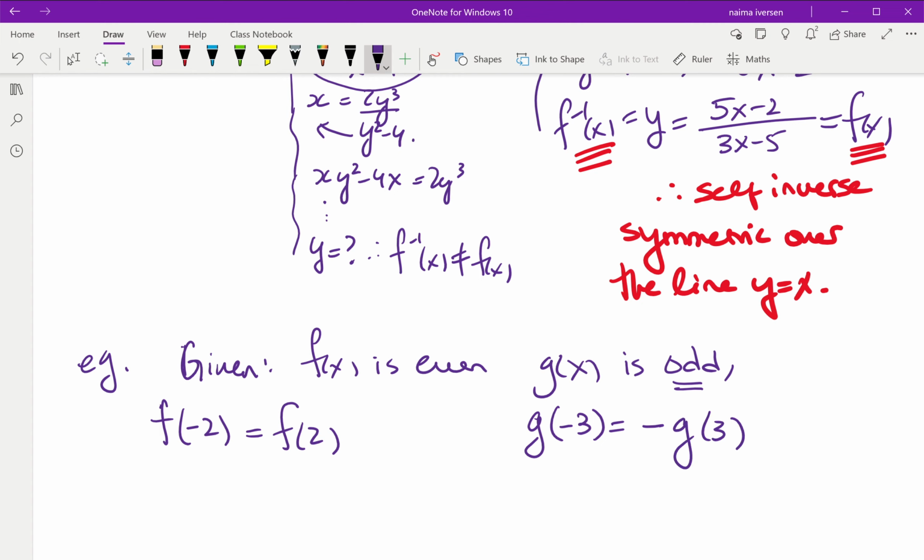And that is how, when we're dealing with an even function, even symmetry over the y-axis, f of negative 2 and f of 2 are the same. If it's odd, symmetry over the origin, when you put the negative in, it actually pops out and you get that value there. Okay, that's it for that one.